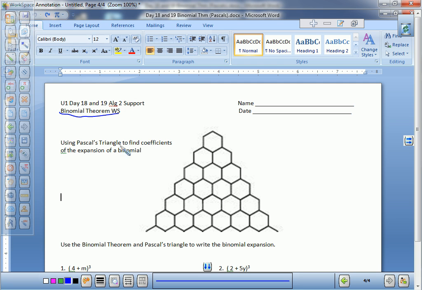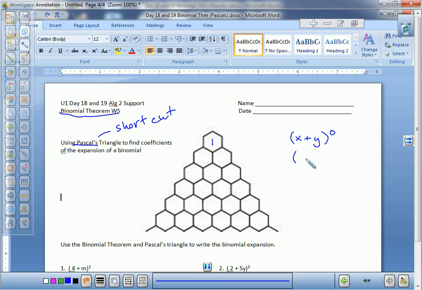We're really just using Pascal's more than the binomial theorem. And we're using it as a shortcut. It's really a shortcut way to expand binomials. So, what happens here is Pascal's is basically where we take x plus y and we raise it to powers. This first line is to the 0 power. Well, anything to the 0 power is just 1. So this one has a single 1.